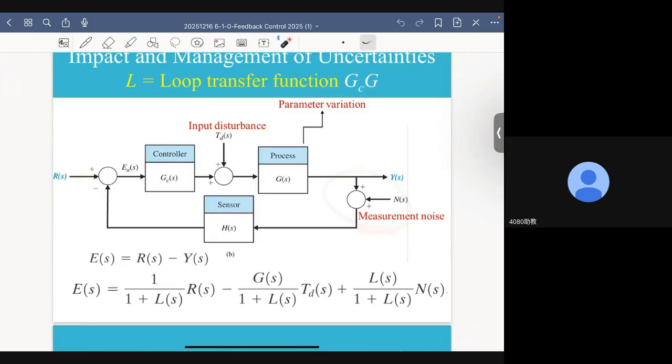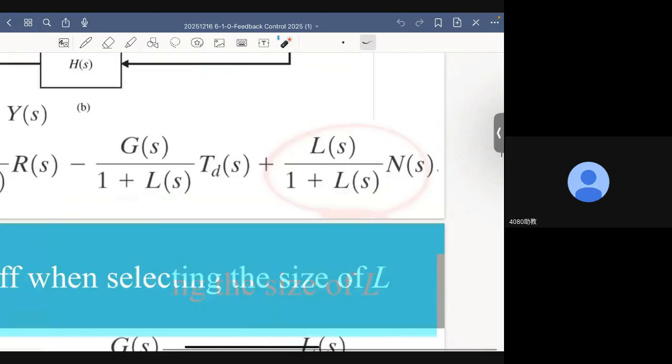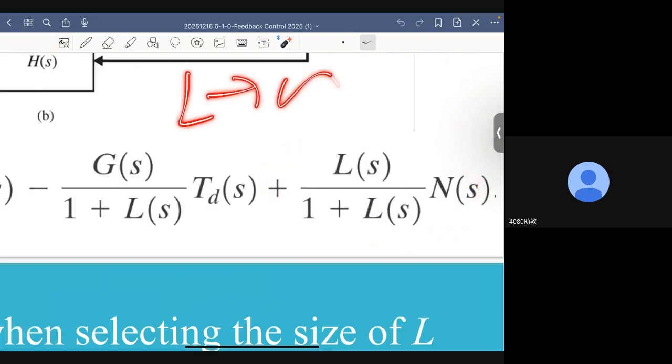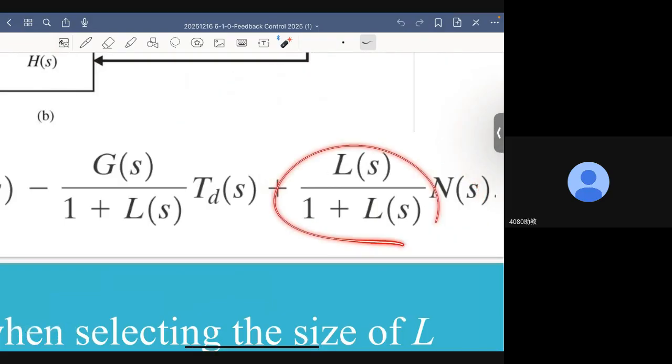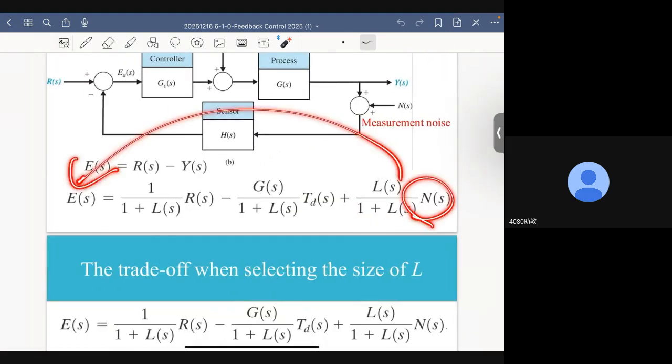Okay, but why doesn't this strategy work for these terms? As a matter of fact, if you increase L, let's say to infinity, this term will become 1. Okay, and the entire measurement noise will become a part of the output error.